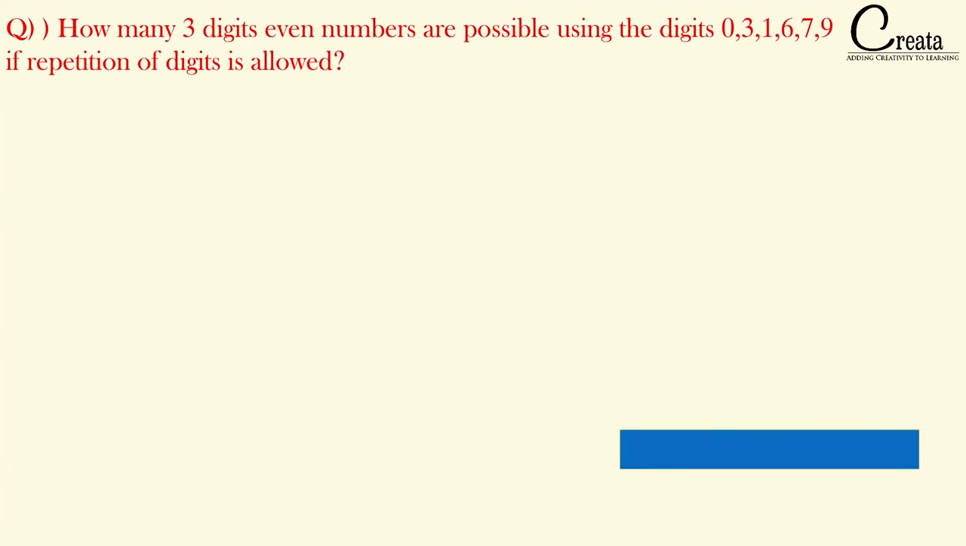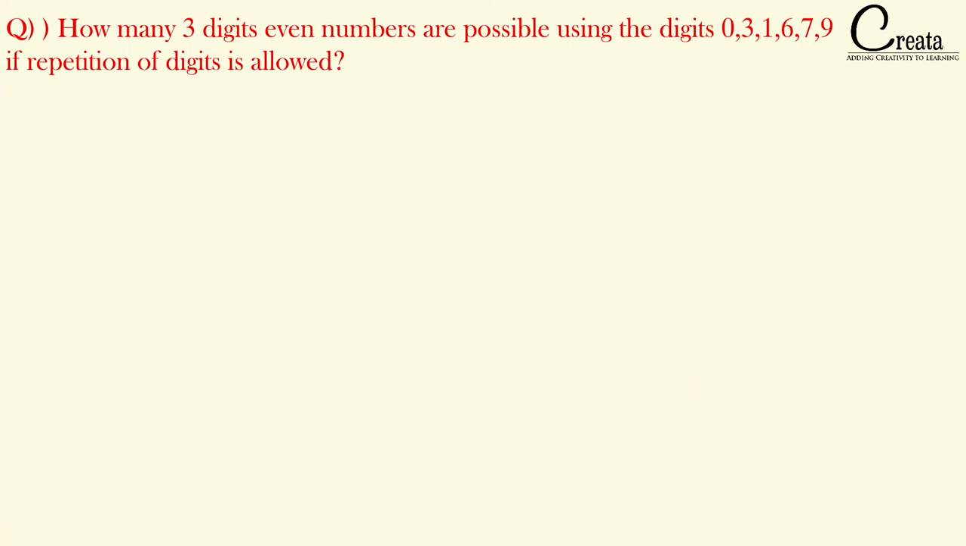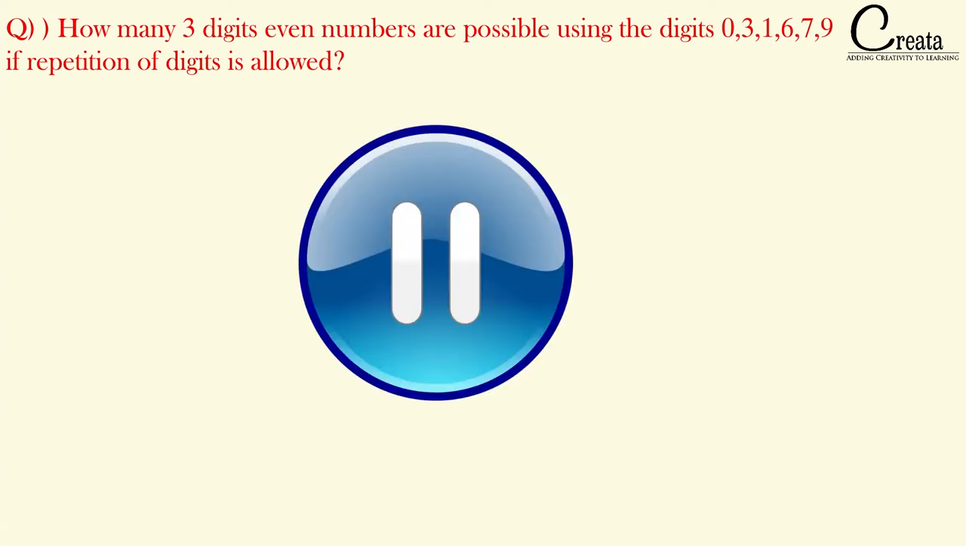The question is, how many 3 digit even numbers are possible using the digits 0, 3, 1, 6, 7, 9 if repetition of digits is allowed? Okay, this is the question. Pause the video and try to solve this question on your own.